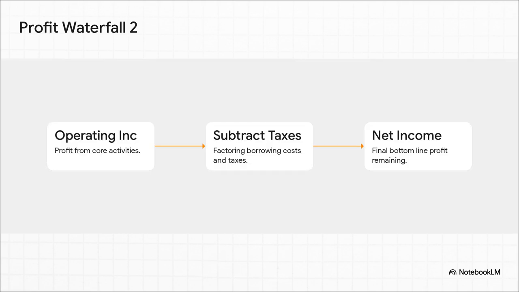After deducting those operating expenses, we land on operating income, which is profit from core activities. Next, we have to subtract net interest expenses and income tax expenses. We factor in borrowing costs and the often painful reality of what is owed to the government. Finally, we'd reach the bottom of the waterfall, net income. This is the absolute final company profit remaining after completely deducting all business expenses and obligations. It is the true bottom line.